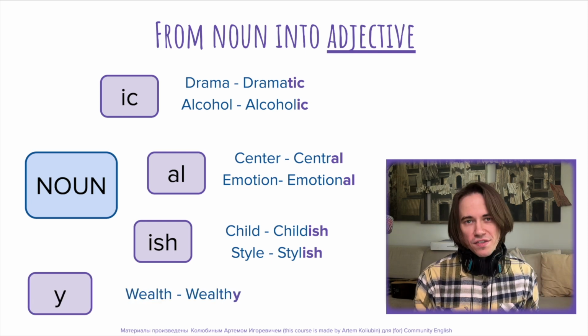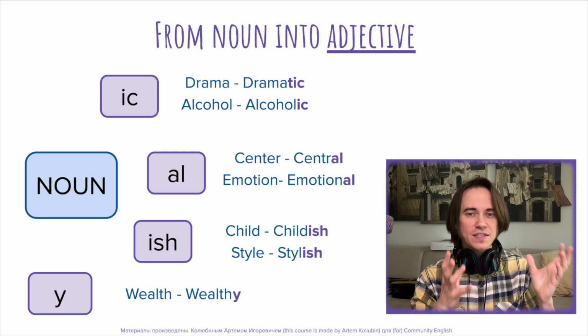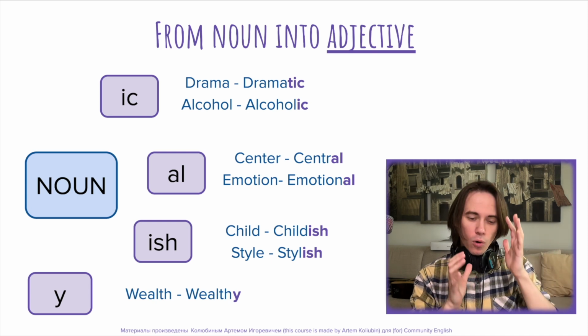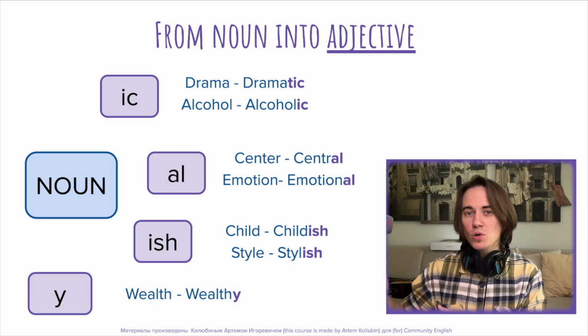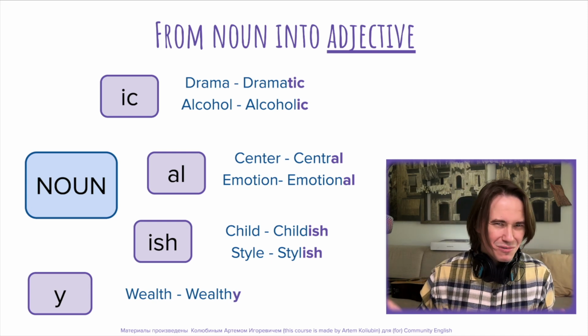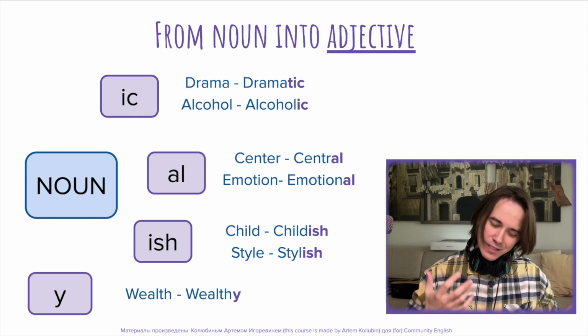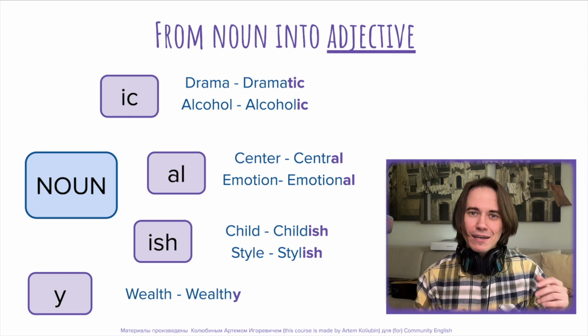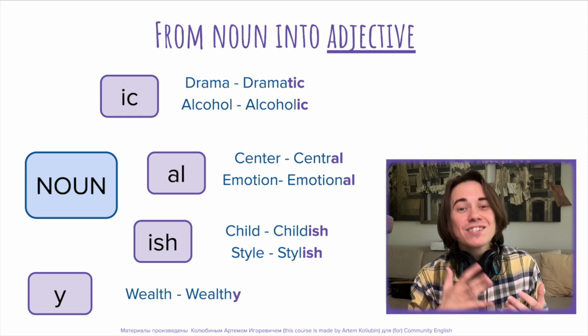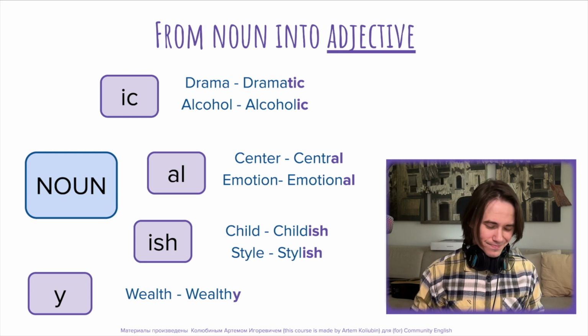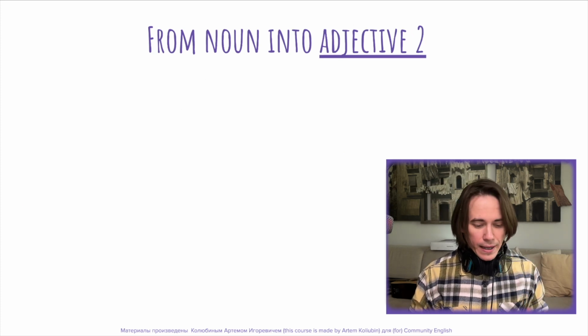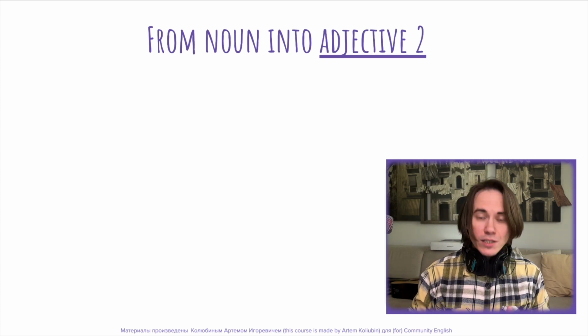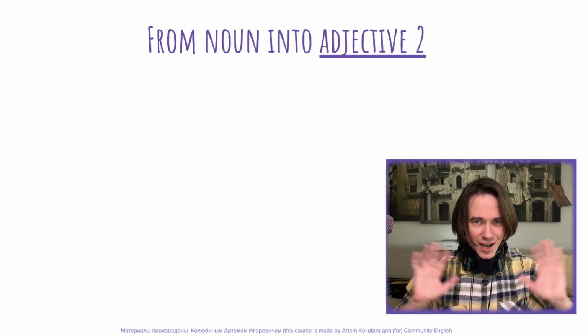It's like wealth, wealthy. Wealth is the amount of money you have, or whatever property, wealthy person. We don't say wealth person, we say wealthy person. Again, we don't say child person, we say if the person acts like a child, childish person, right? Well, okay. Now then, let's look at more suffixes because those four, it's not all you have.